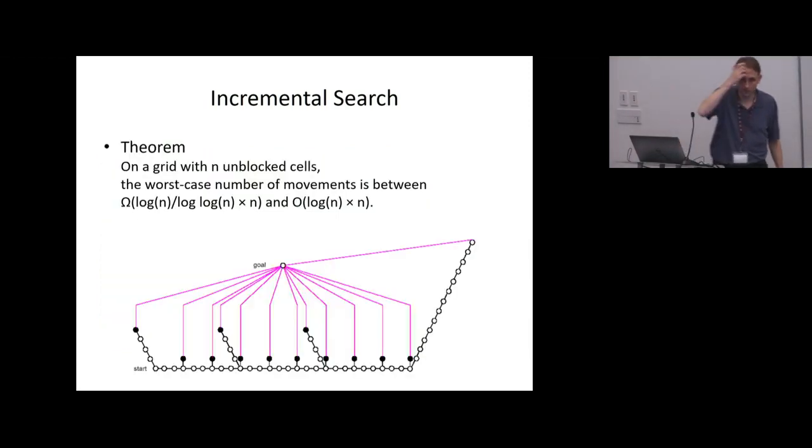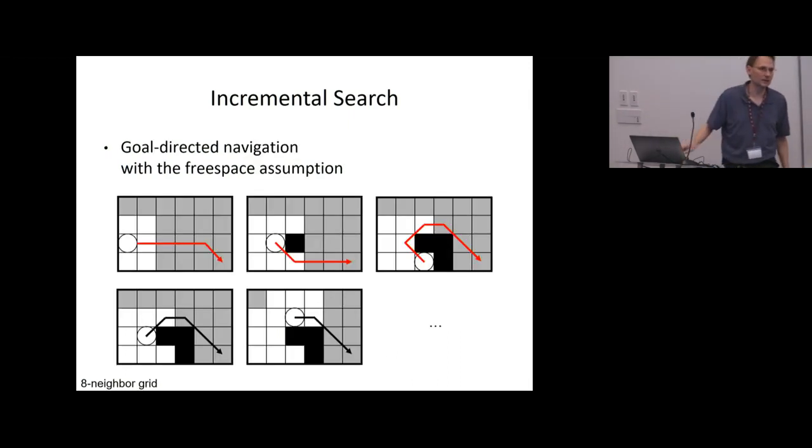How good is it? So now the theoreticians among us try to figure that out, and you can analyze it. It turns out that on a grid with n unblocked cells, the worst case number of movements is between this number and that number. So let's look at the other one. It's slightly superlinear in the number of unblocked cells. So a little bit worse than if you used, for example, chronological backtracking for the robot, but very goal-directed. It's a good technique.